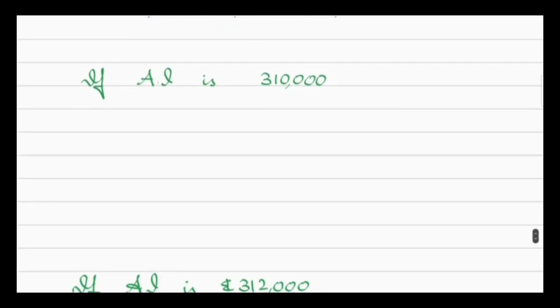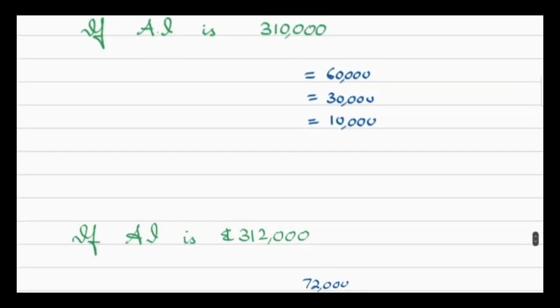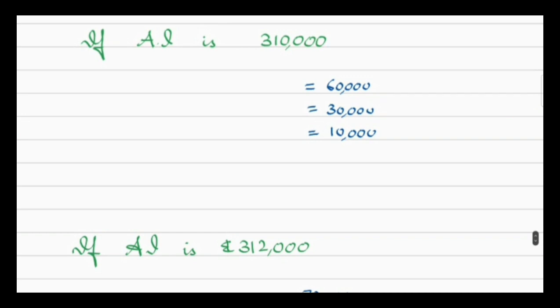What if adjusted income is 3,10,000? In that case, the excess portion is 60,000, divided by 2 you will get 30,000, and subtract 30,000 from 40,000 and you will get the adjusted annual allowance as 10,000. In case of 3,12,000, again the excess portion is 72,000. No, in that case, in fact, it is 70,000 and half of this would be 35,000. And when 35,000 is deducted from 40,000, you will get 5,000.